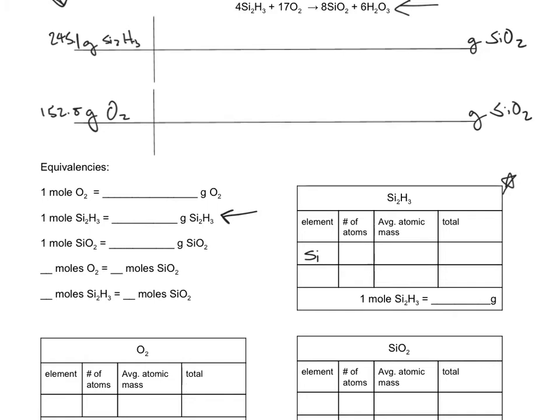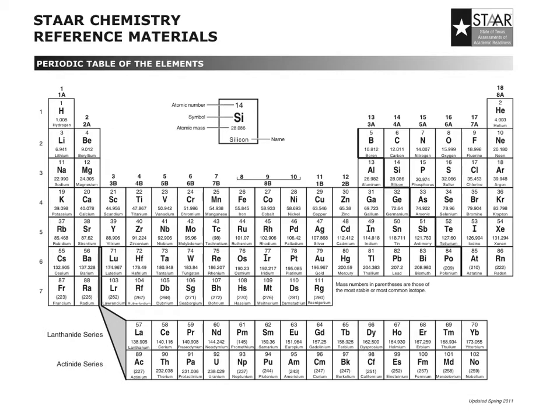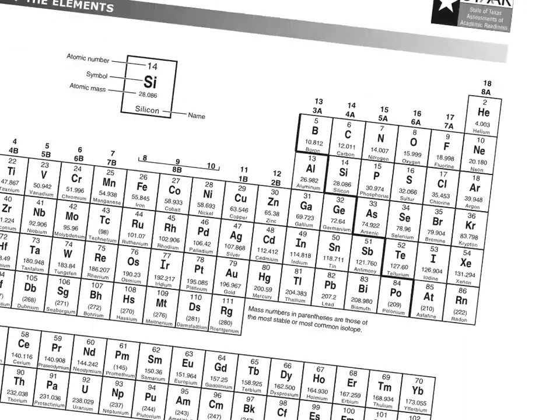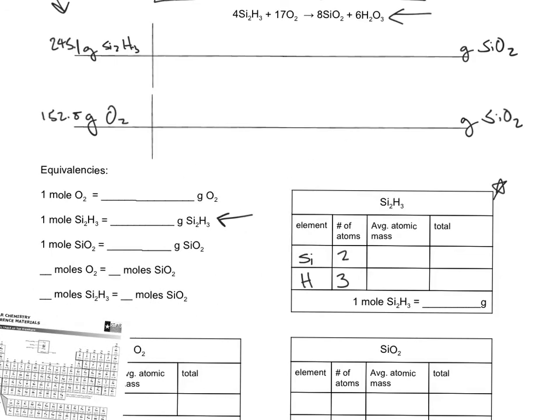I will say that silicon is the first element, and hydrogen's the second. There's 2 silicons, 3 hydrogens. I don't actually have the average atomic mass of silicon memorized, so let me whip out my handy-dandy periodic table real quick. And we'll go look at silicon. Silicon is 28.086. And that's in grams. Hydrogen is 1.008 grams.